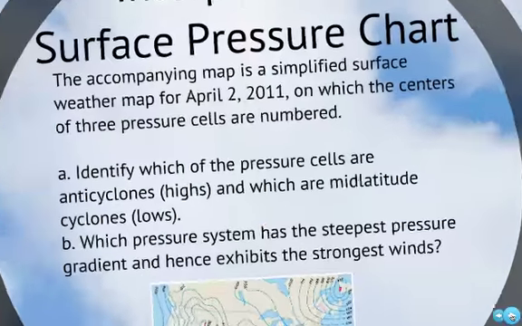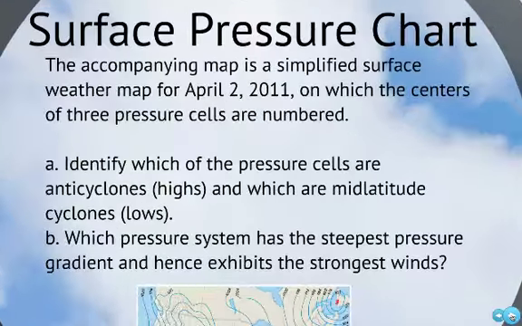The next part of the lab will involve interpreting a surface pressure chart. This problem comes directly from your book and is question 7 on page 185. You are to determine which of the pressure cells are anticyclones and which are cyclones. You will also need to determine which cell has the steepest pressure gradient.